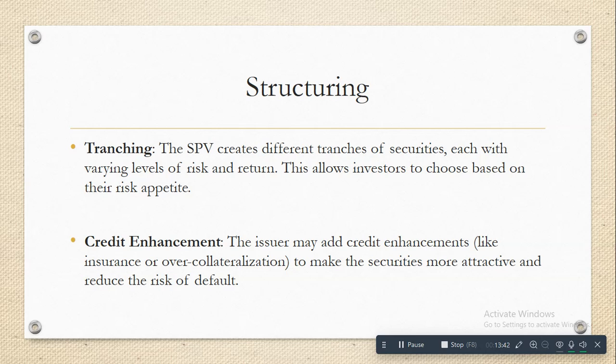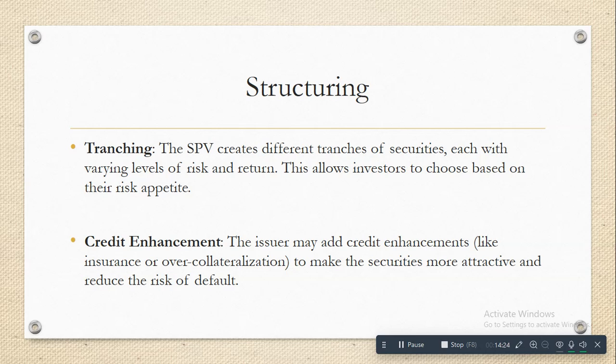The next phase is structuring. The first thing in structuring is creating tranches. The SPV creates different tranches of securities, each with varying levels of risk and return. We already saw that there are three kinds of tranche in general: the senior, the mezzanine, and the junior or equity. So the SPV will create these tranches from that pooled security based on the risk and return that each tranche generates. This allows investors to choose based on their risk appetite.